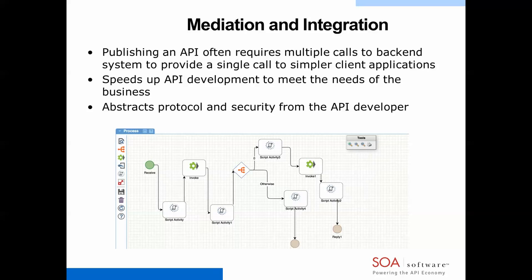This also speeds up API development to meet the needs of the business quickly, and if you do it right, it abstracts the protocol and security from the API developer, so they can build these mediations, these orchestrations, for want of a better term, and they can layer non-functional requirements such as protocol and security on top of that. So they can change it from JMS to HTTP, or they can layer OAuth on, or they can put an HMAC header in. All of these things can be added on top of any kind of orchestration or integration work that you've done.